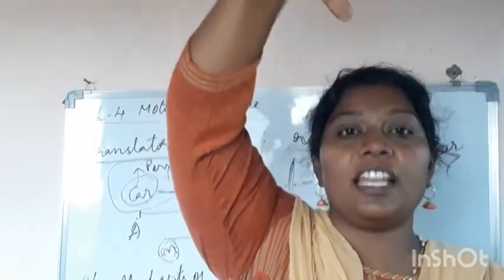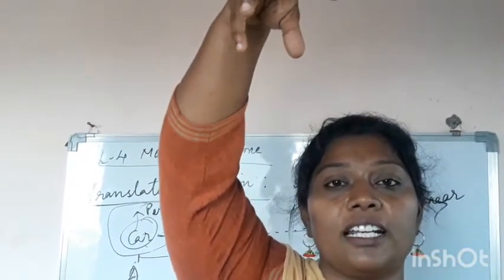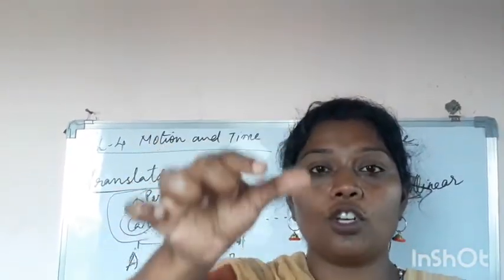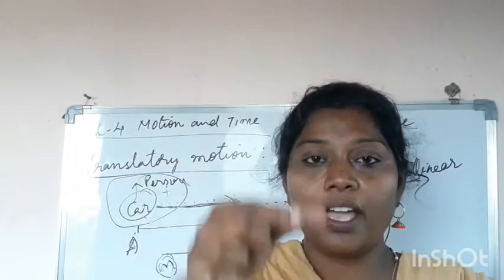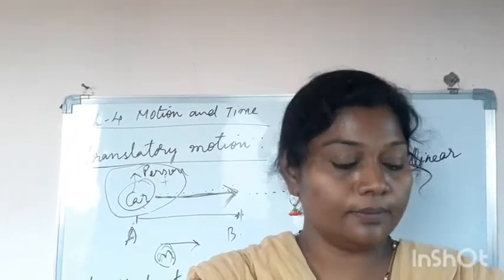Stone dropping from a height. If I drop a stone from a particular height, the movement of the stone is in a straight line. Yes, children?